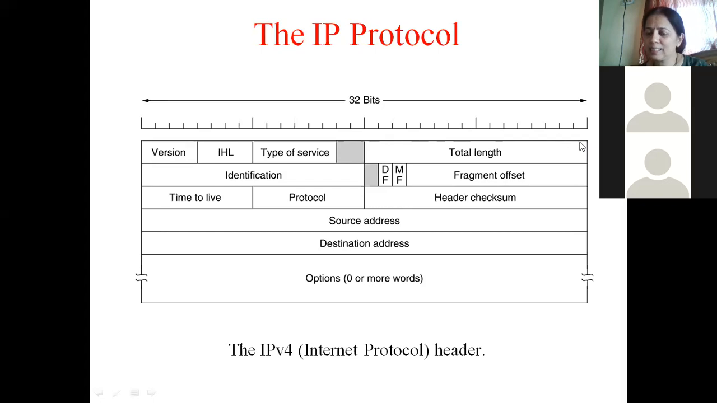Then comes the next part, which is called total length. Now the total length field indicates the length of the header plus the length of the data. I told you every packet's data can be up to 65,535 bytes. So the total data part plus the header part is shown in this field, which is called the total length field.